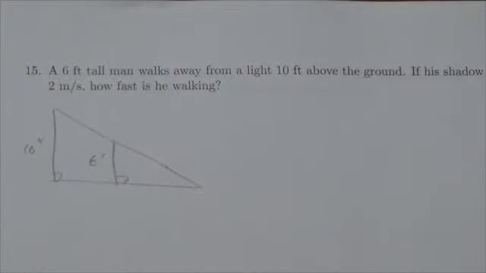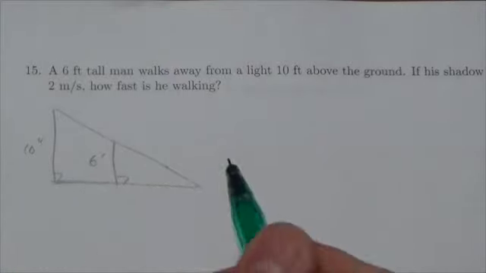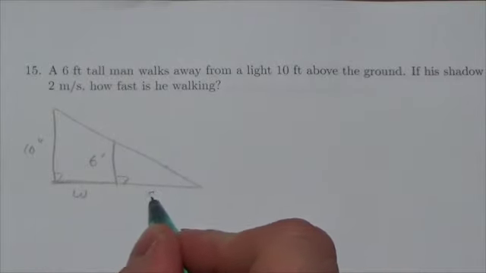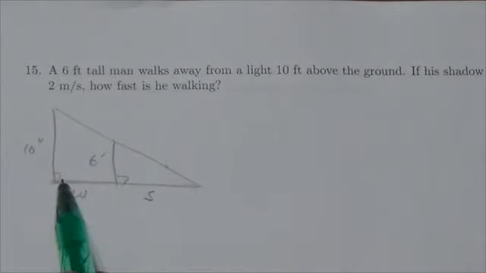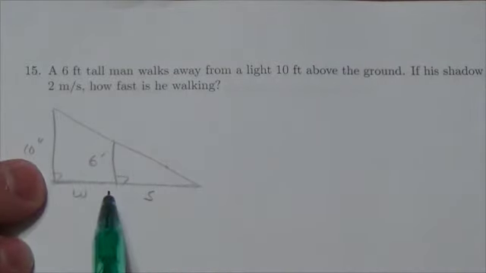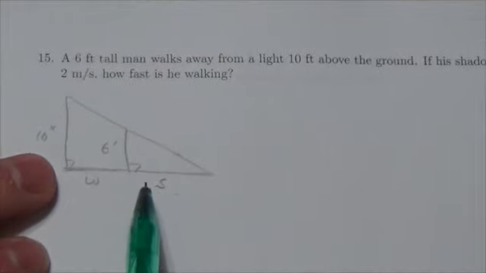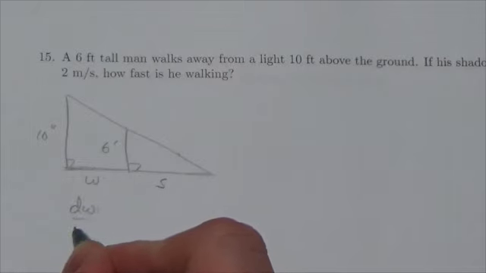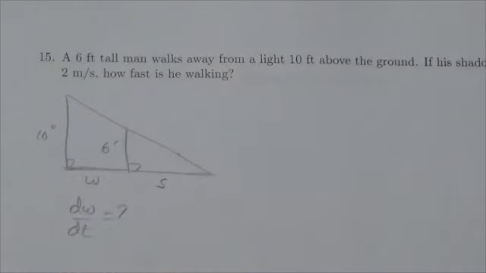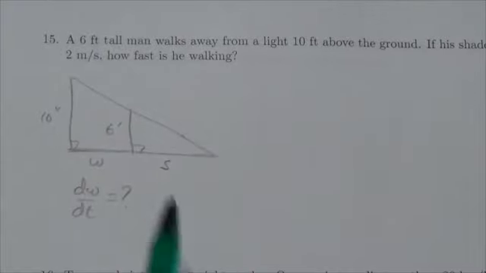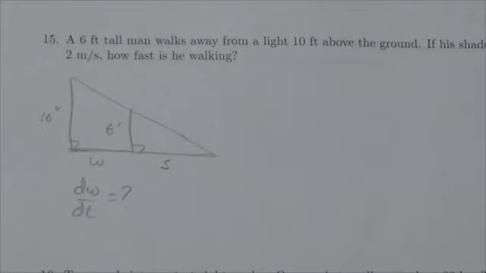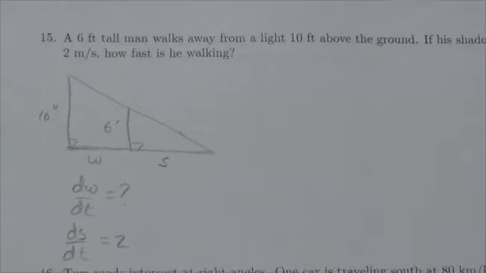Well, there's a couple of things going on here. First of all, let's call this distance right here W, and then we'll call this right here S, for shadow. So here's W walking here, the distance between him and the lamppost. That will be the rate at which he's walking, so that's going to be dW by dt, and we don't know what that is. However, we do know that his shadow lengthens at a rate of 2 meters per second. So we know that dS by dt is equal to 2.